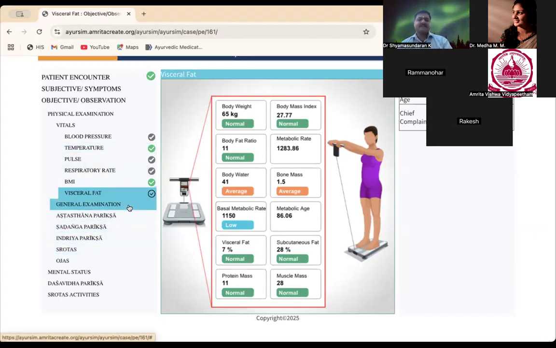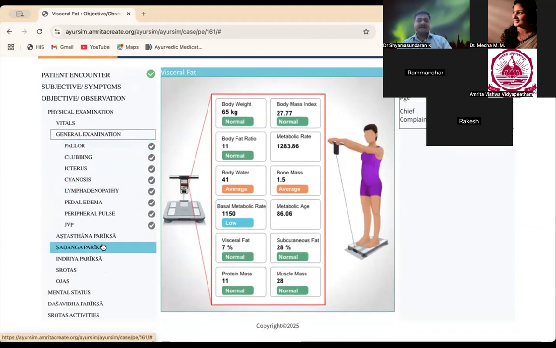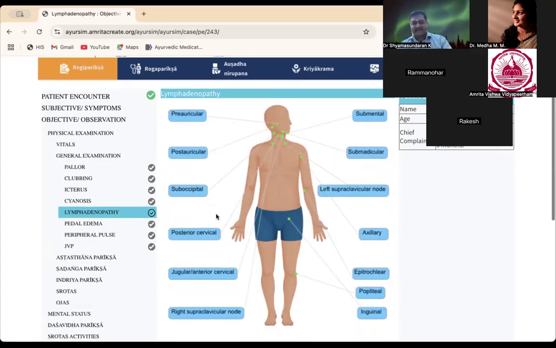Again, in general examination, it is in general examination that Ashtasthana Pariksha, Shadanga Pariksha, Indriya Pariksha, Srotas, Ojas, all of that comes. So this is also an important learning. And under general examination, you know what things are. So pallor, clubbing, icterus, cyanosis, lymphadenopathy, all of that are shown as different activities.